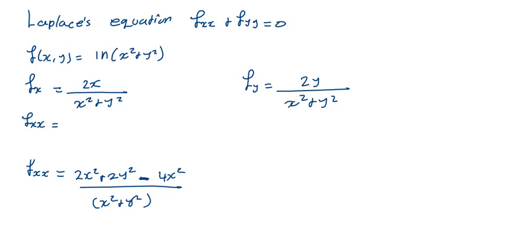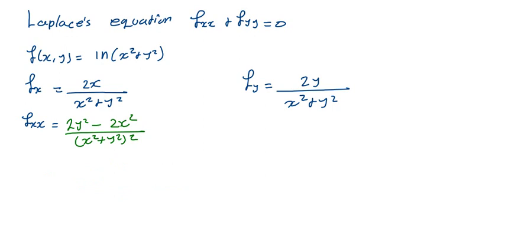So we're going to get 2y squared, which is this part, minus 2x squared, divided by (x squared plus y squared) squared, like that. That's our v squared. For f_yy, if you use the same method, the quotient rule, we are going to arrive at 2x squared minus 2y squared, divided by (x squared plus y squared) squared, like that.